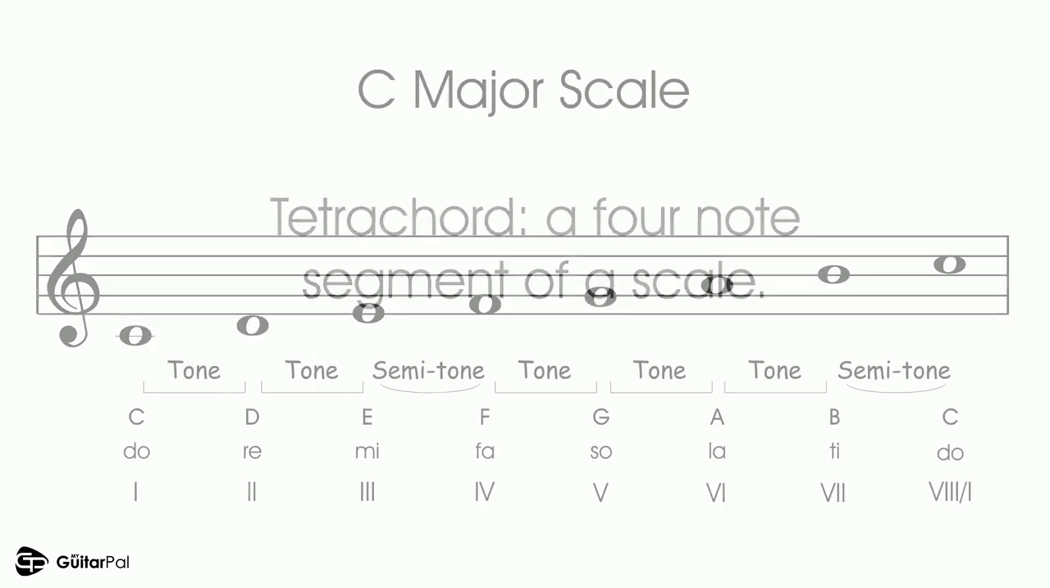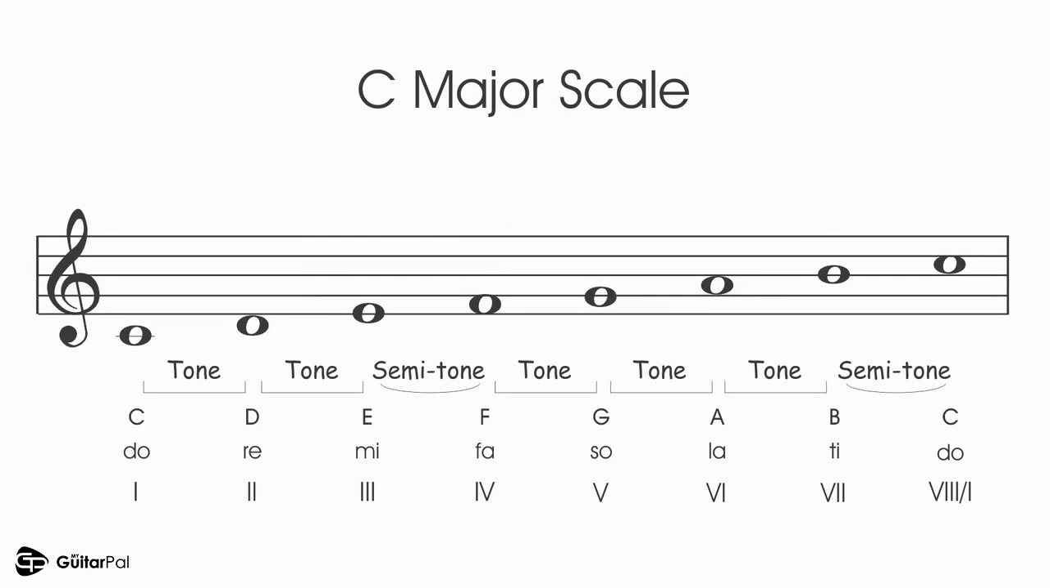In a previous lesson, we analyzed the C major scale and found that it is constructed from a specific series of tones and semitones. If we draw an imaginary line in the middle of the scale, we will notice that there are 2 identical patterns of tone, tone, semitone, with a tone connecting the 2. The grouping on the left is referred to as the lower tetrachord, and the grouping on the right as the upper tetrachord.